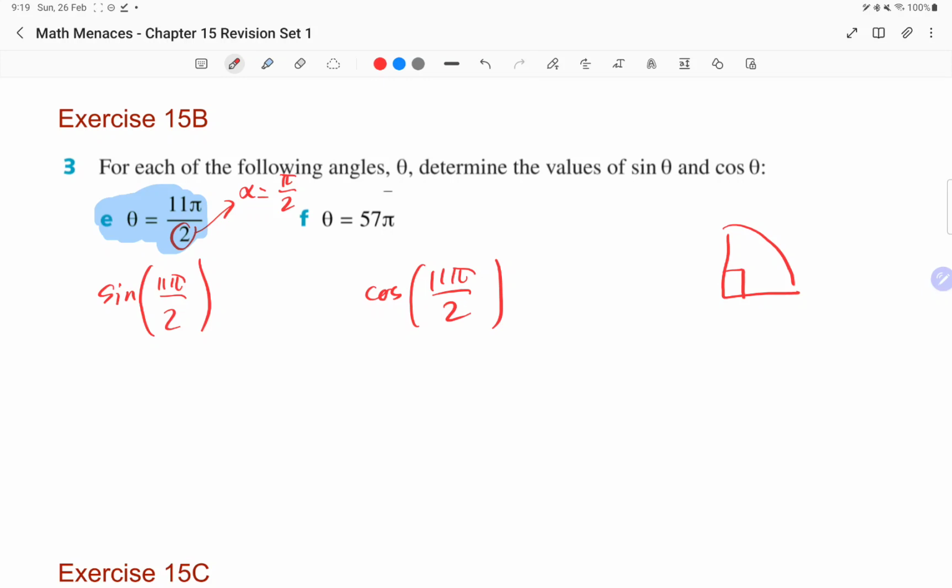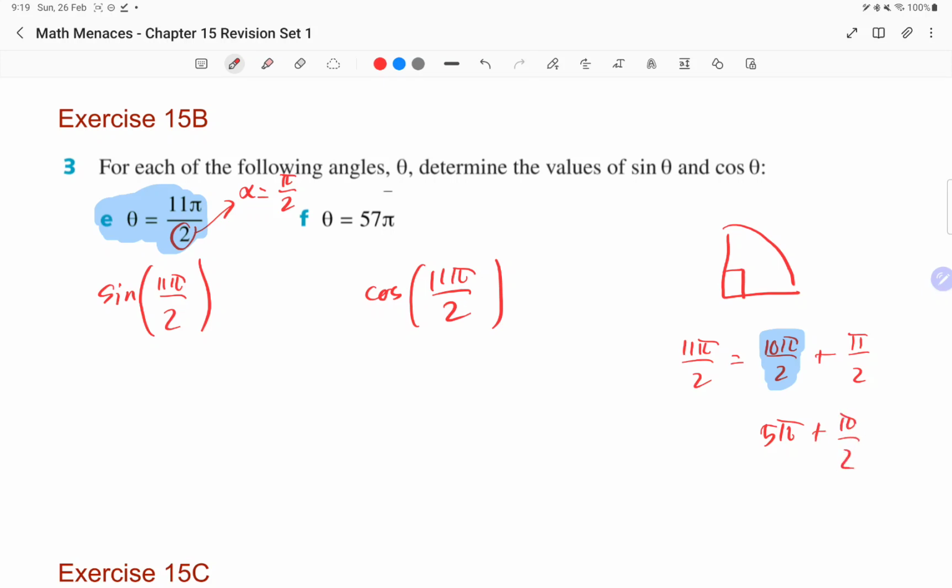And remember, when you have an odd number of pi on 2, it's essentially the top one or the bottom one. But you need to find out. So how do we find out? 11 pi on 2 is the same as 10 pi on 2 plus 1 pi on 2. Right? Why am I splitting it this way? Because this one can be simplified to 5 pi plus pi on 2.